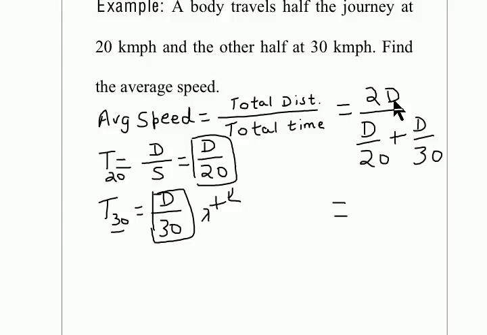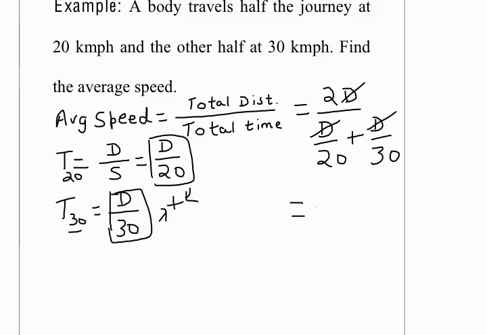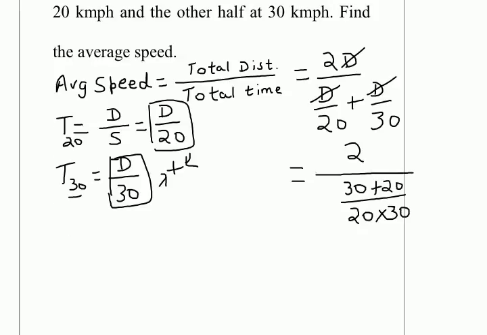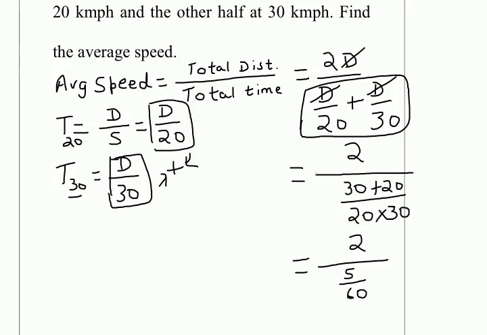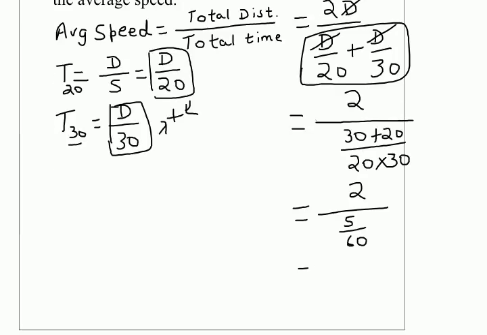Now d cancels out, so what I essentially get is 2 divided by (30 plus 20) over (20 into 30), which is me simplifying this bit of the equation, and this is basically equal to 2 divided by 5 by 60, which essentially is equal to 24.